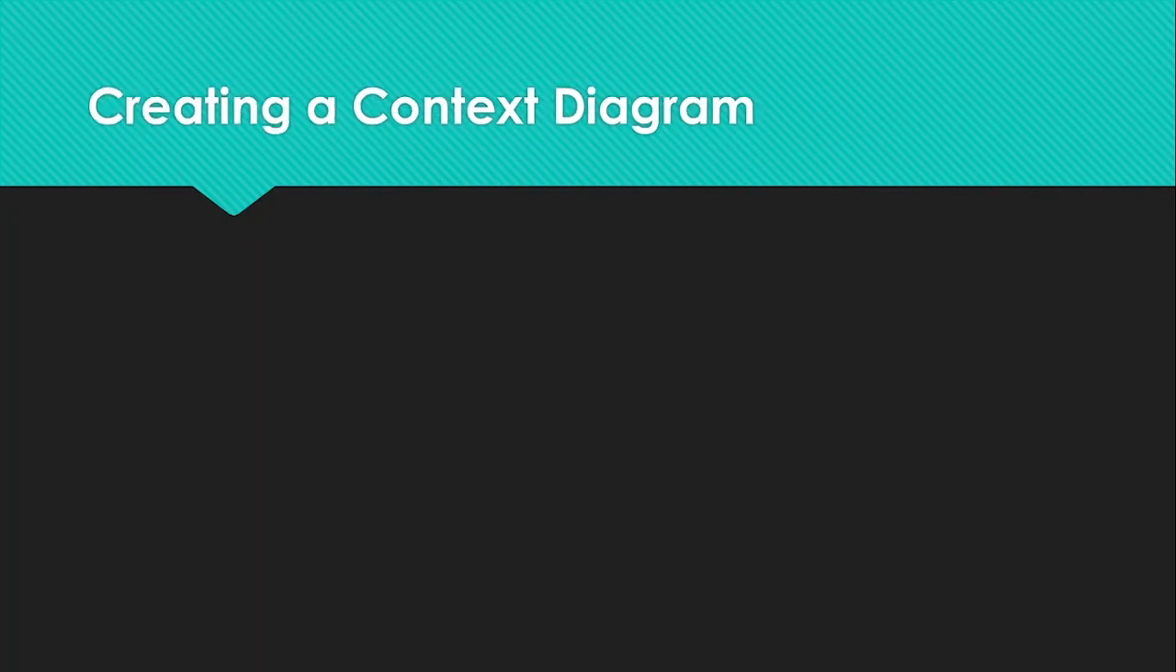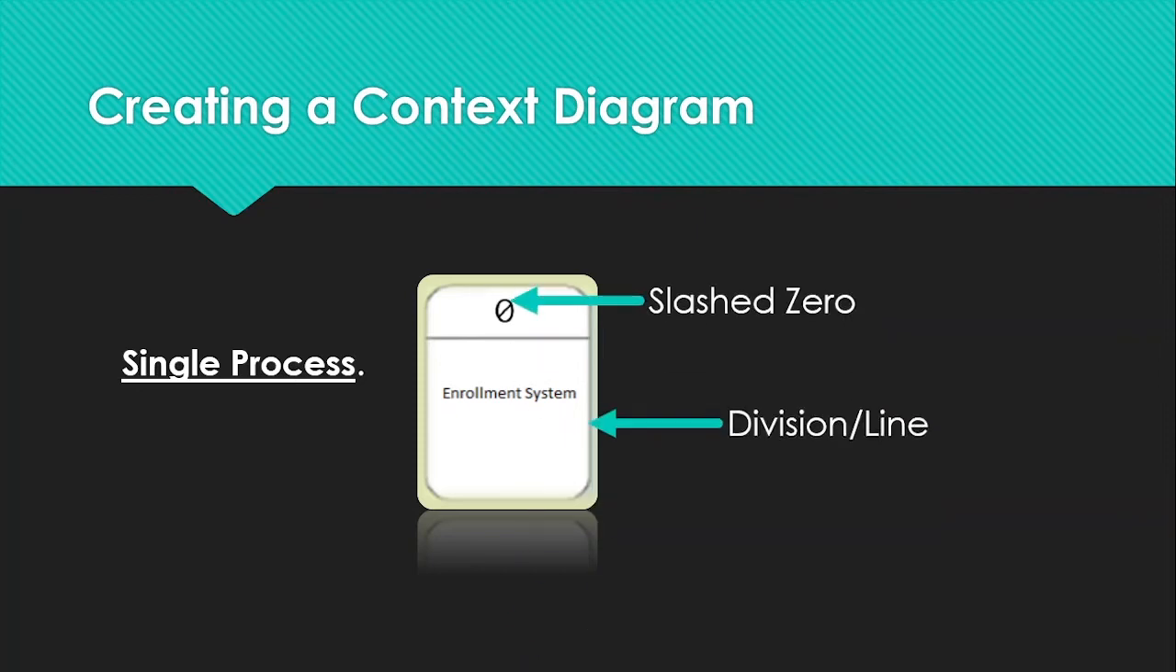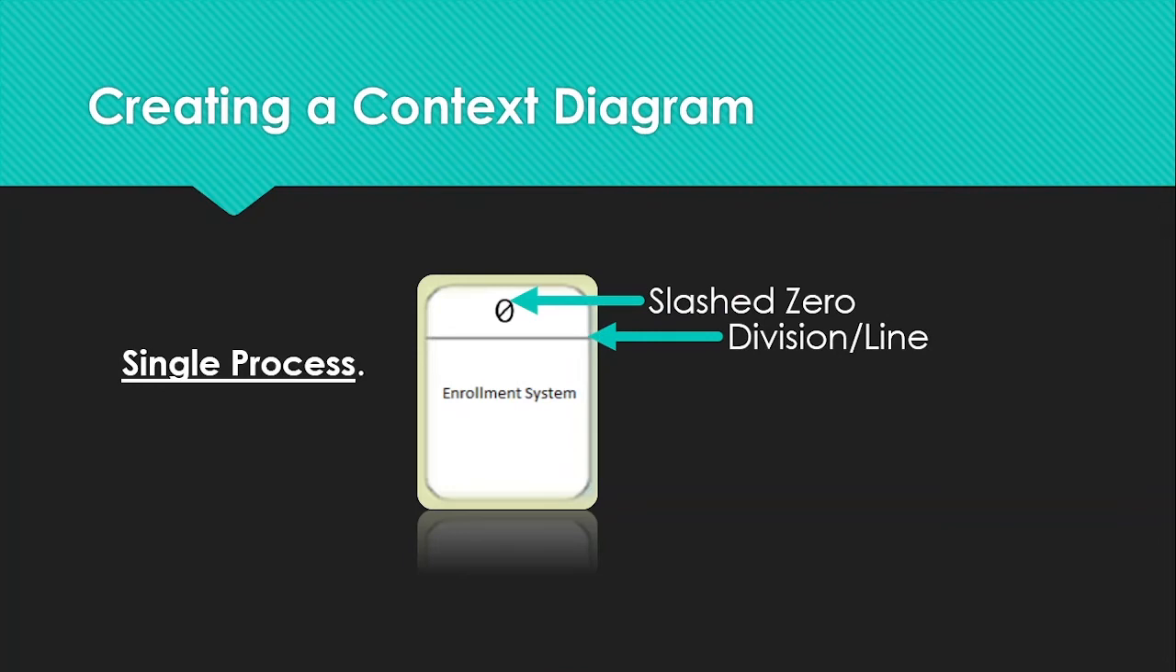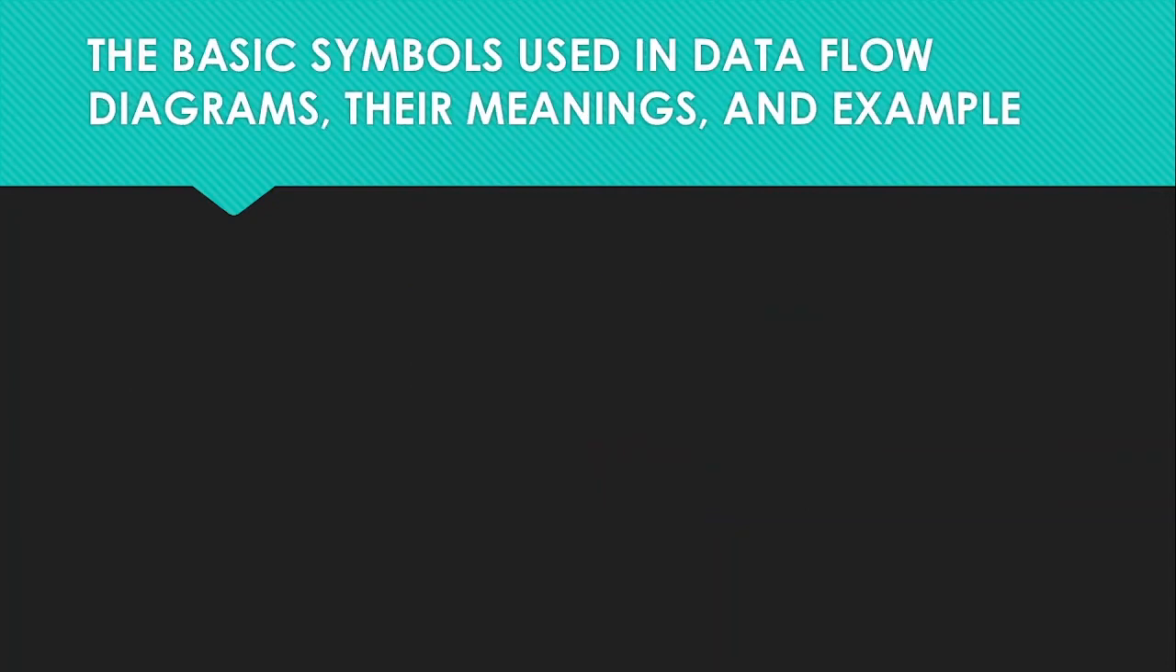In creating a context diagram, the entire software system is known as a single process. Be aware of the symbol. You need to follow what is given. The symbol has a slash 0 and has a division or line between the slash 0 and the name of the system. Take note also of the edge of the symbol. It could be a rounded square or a rounded vertical rectangle. And these are the basic symbols used in a data flow diagram, their meanings and examples.